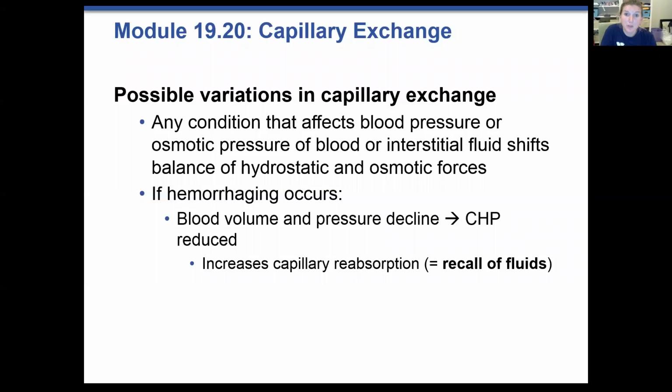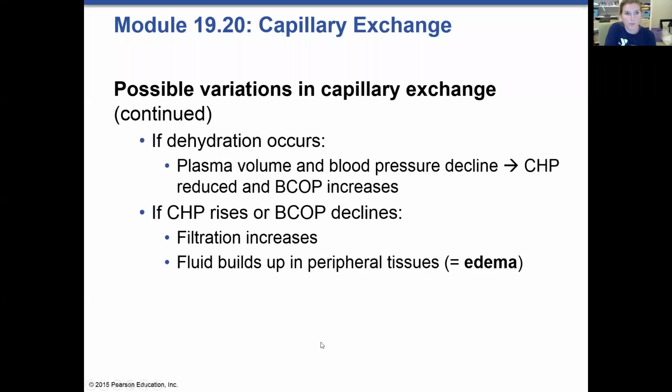So if hemorrhaging occurs, then the blood volume and blood pressure are declining because of a hemorrhaging situation. That's going to cause your colloid osmotic pressure to be reduced, and that causes an increase in capillary reabsorption, right? You have this decrease in CHP, which is going to decrease the amount of filtration that occurs, and therefore more fluid is going to be drawn into the blood to bring up your blood volume and therefore bring up your blood pressure, kind of as a backup plan, kind of all hands on deck. We're hemorrhaging. We need as much blood volume as we can get type of a thing. It's called the recall of fluids.